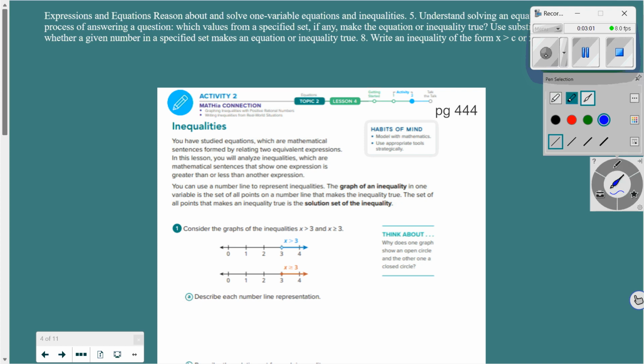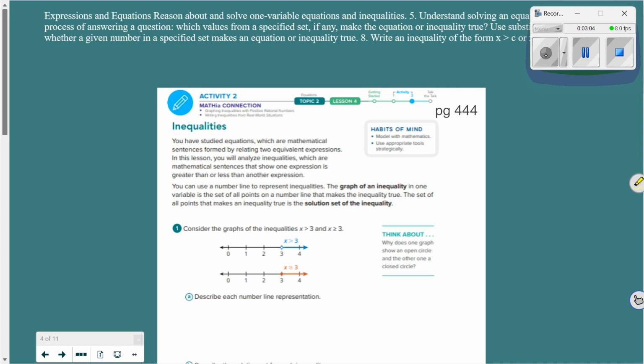Okay, we have a couple definitions for you for today that are going to continue to build on what we've been doing. Here is our primary focus for today's lesson. We're going to be graphing an inequality. In an equation, there's only one answer that makes it true. And in an inequality, there's a whole set of numbers that make it true. So we're going to be identifying the entire set. That set of all points that makes an inequality true is what we call the solution set of the inequality.